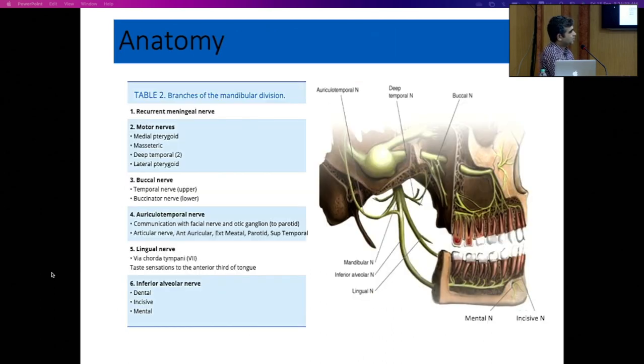So the gasserian ganglion, this was the foramen rotundum, this is the foramen ovale. It goes like this. Then it gives its motor branches to both the pterygoids, medial and lateral, then the masseter and deep temporal, and then the sensory branches are the buccal nerve, temporal and buccinator, and other important ones, the auriculotemporal, the lingual, and the inferior alveolar nerve, which ends as the mental nerve.